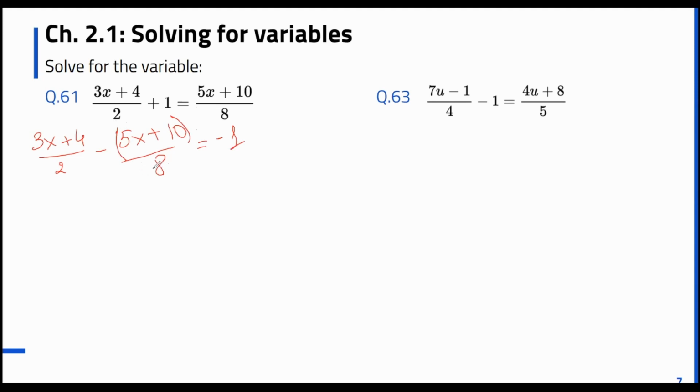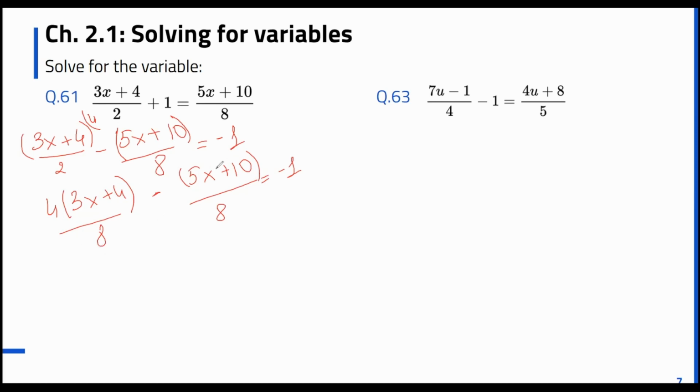So here we'd better make the common denominator by multiplying this fraction by 4. So we'll have (3x plus 4)/2 over 8 now, minus (5x plus 10)/8 equals minus 1. If you have numbers in the denominator and you don't have variables, you can get rid of it by multiplying the whole equation by 8, if you are comfortable with it, not to have these layers of numbers.